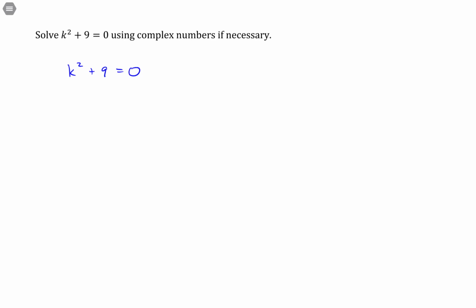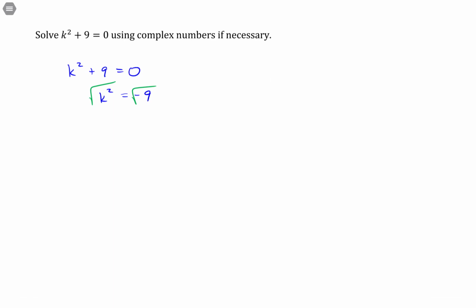But in this particular case, because there's no linear term, it all kind of simplifies to where I can just try and get the variable by itself. So I move all the constants to one side, and the next step in this case is I would take the square root of both sides.